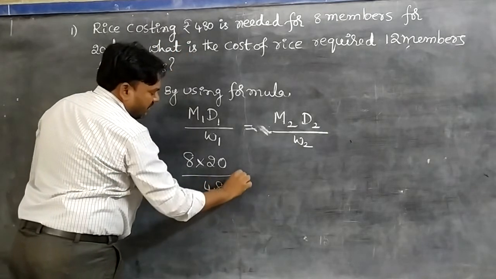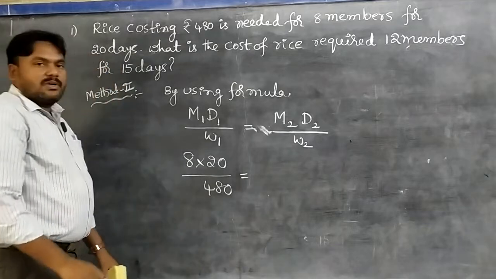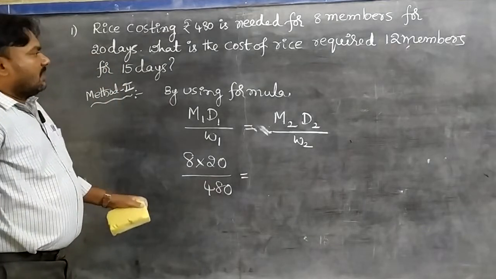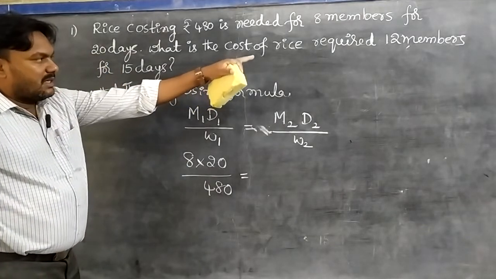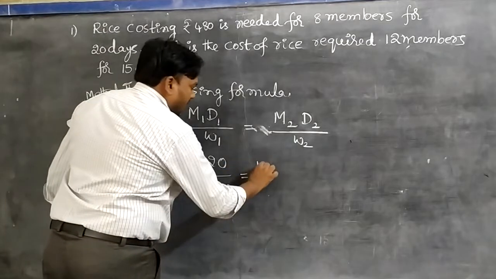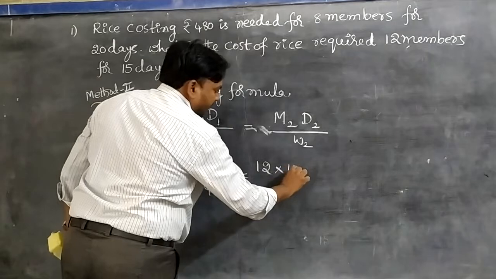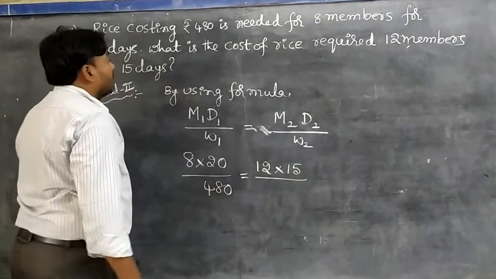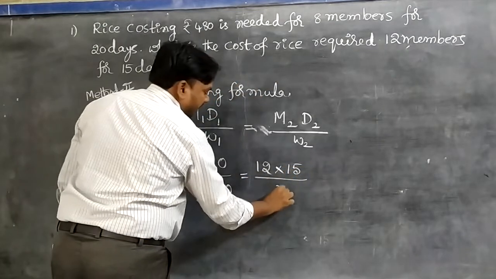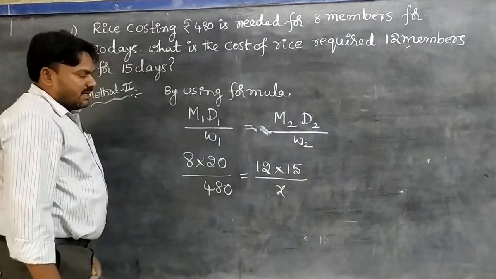8 into 20 by 480 equal to next M2. Right. M2, how many members are there? 12 members. So 12 into next D2, how many days? 15 days. Next W2 means what is the cost of rice can be taken? X.